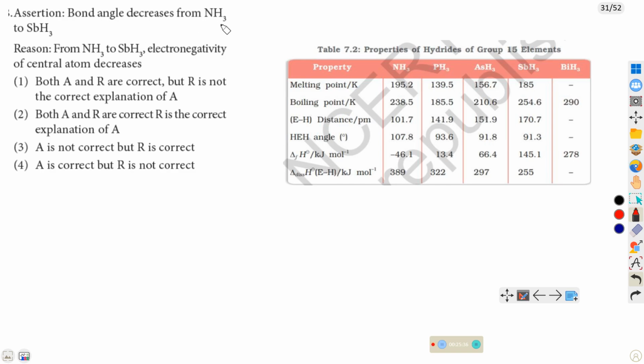Assertion: bond angle decreases from NH3 to SbH3. Correct. Bond angle decreases from NH3 to SbH3. Reason given as, from NH3 to SbH3, electronegativity of central atom decreases. Yes, this is also correct. Both A and R are correct. R is the correct explanation of A.